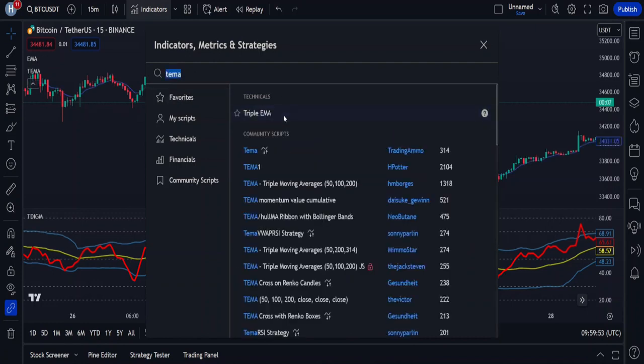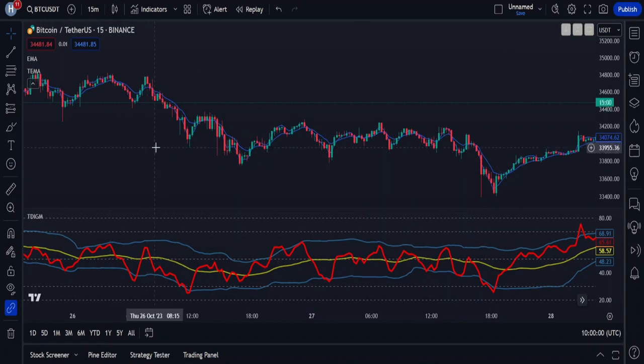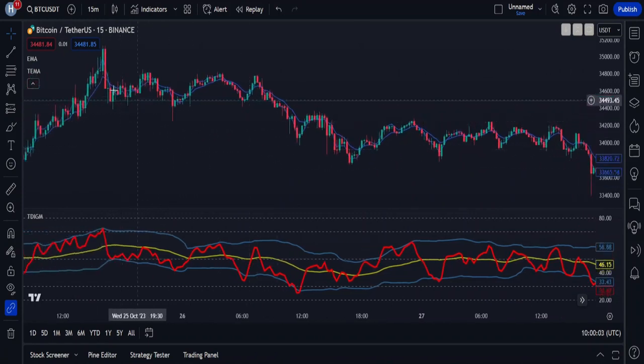So I will search for the TEMA indicator and select the indicator made by TradingView. Those were all of the indicators that we will be using for this strategy. We will first change the EMA indicator settings.